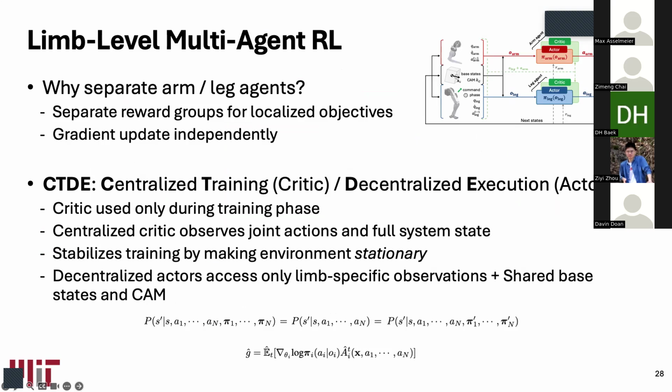Yes. So in the humanoid robotics field, when I did the literature review, this multi-agent framework has not been really widely used. So let's briefly discuss why we adopt this framework. By separating the arm and leg agents, we can have a separate reward group for localized objectives. Because if you put it in a single agent, if the rewards are conflicting with each other, their gradients can affect each other so that the objectives cannot be really well achieved. But by separating the reward groups, we can have the gradient update independently so that they're not conflicting with each other.